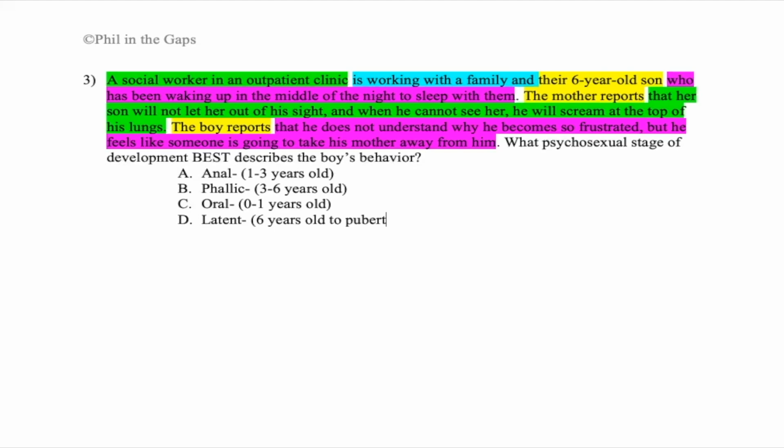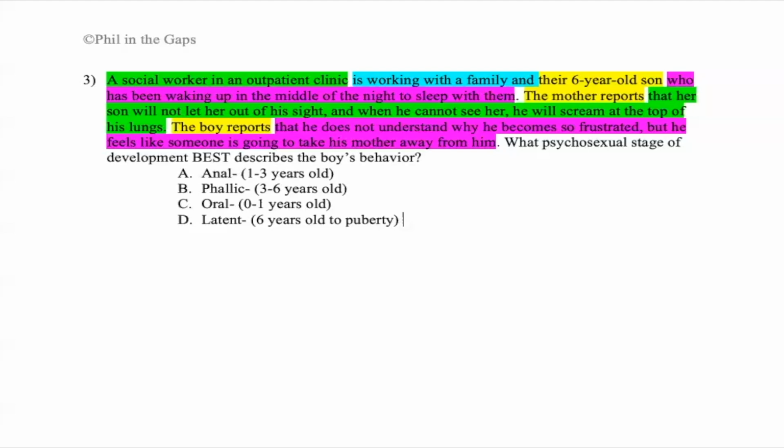Let's look back at the question to see what we're looking at in particular. So, quick review. We're a social worker at an outpatient clinic. That's who we are and where we're at, working with a family and a 6-year-old son. The 6-year-old son has been waking up in the middle of the night to sleep with his parents. The mother reports that her son will not let her out of his sight. And when he cannot see her, he will scream at the top of his lungs. There's a problem. The boy reports that he does not understand why he becomes so frustrated, but he feels like someone's going to take his mother away from him. So keep all that in mind as we go through each answer choice.